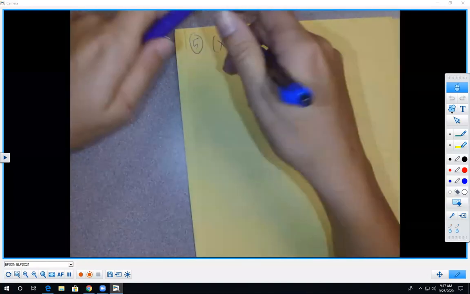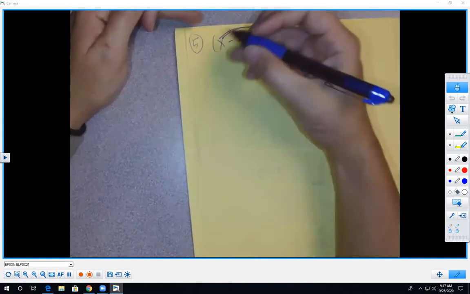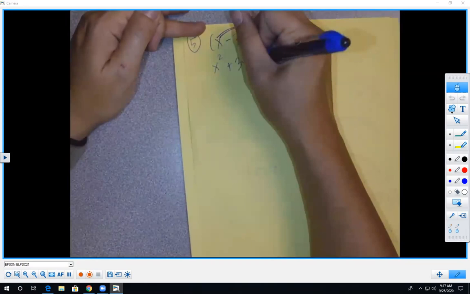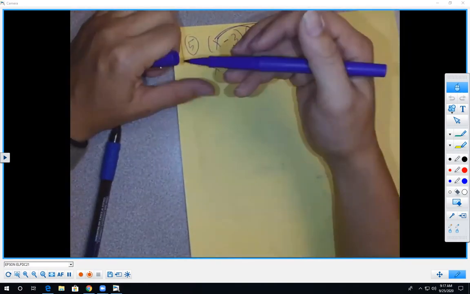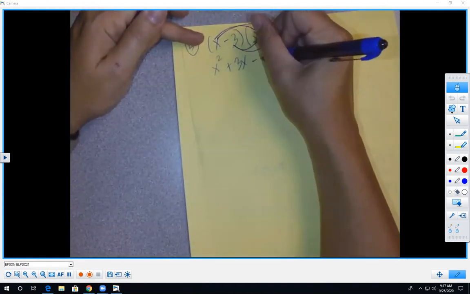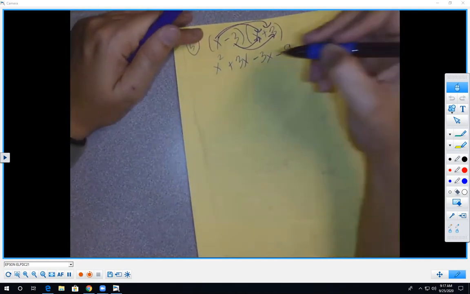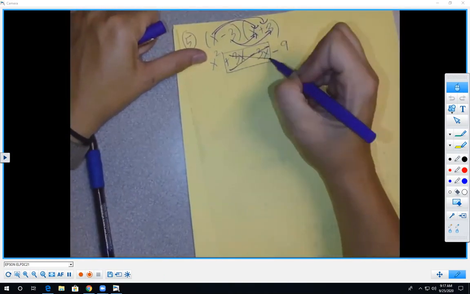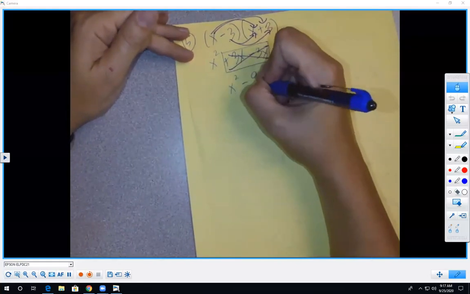When you're distributing, we're going to do x times 3. X times x is x squared. X times 3 is 3x. What's negative 3 times x and negative 3 times 3? Minus 3x and minus 9. This time when I go to add my inside terms, what is positive 3x and negative 3x? 0x. So I get x squared minus 9 as my answer.